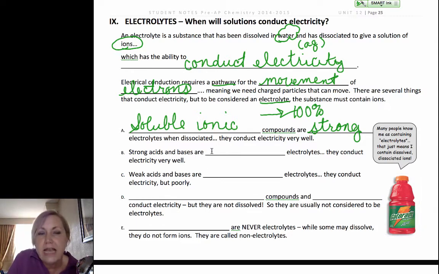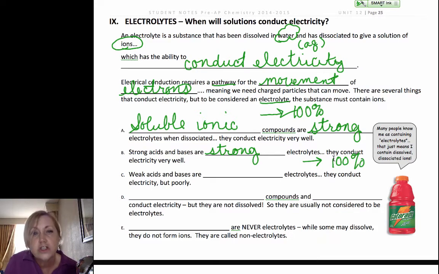All right, strong acids and bases, you have to memorize those. And once you've done that, you will recognize them as strong electrolytes. Again, because they proceed 100% to form their products, which are dissociated ions.